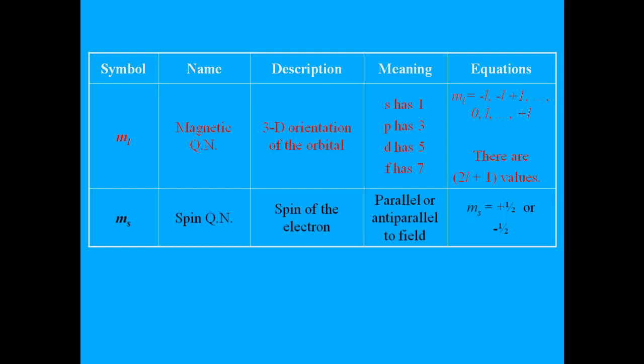And then our final quantum number is m sub s, which is the spin quantum number. And this will be the spin of the electron. The spin can either be parallel or antiparallel to the field, and that'll be a +½ or -½. We have a spin of an electron because if two electrons are in an orbital, they will repel each other, but if they have opposite spins, it will reduce the repulsion between them.